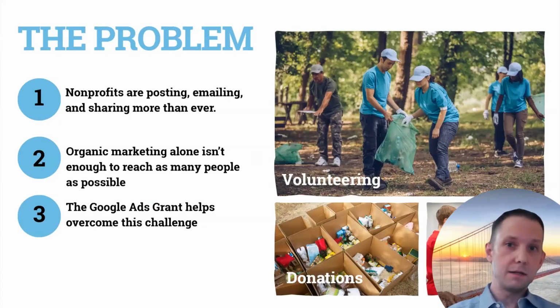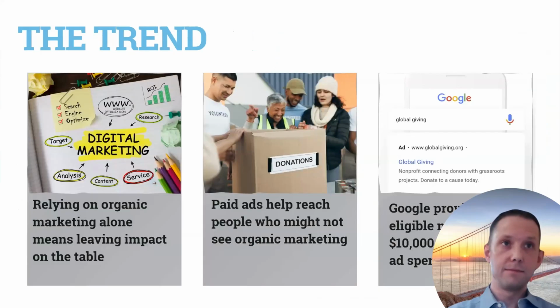Nonprofits, you're emailing, you're posting on social, you're doing a lot of organic effort, and the reach right now isn't enough. There's rules around SEO, there's algorithm changes, there's rules and regulations even on email sign up now. So organic marketing is still very important. However, we also have to look at how you, as a nonprofit, can reach more people now. That solution is the Google Ads grant.